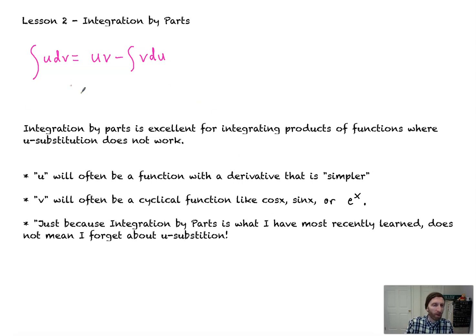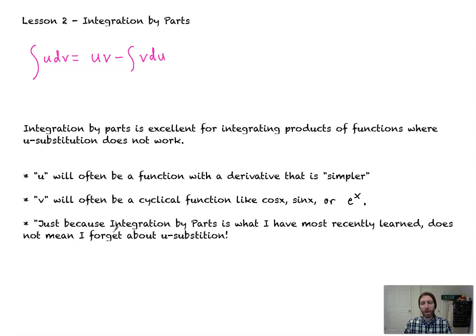So I've written the formula up here, more on that shortly. With this formula, we have to know how to pick what our values are. So you're going to be integrating u dv, some function that's u times dv. And that's going to equal u times v minus the integral of v du. And that seems very foreign right now. We'll get to that in a little bit. That u value will often be a function with a derivative that gets simpler. Right? Its derivative gets simpler. Not always, but often. This v value will often be a cyclical function like cosine, sine x, or e to the x, something with a nice, easy integral.